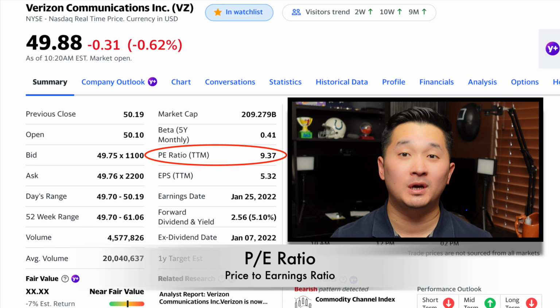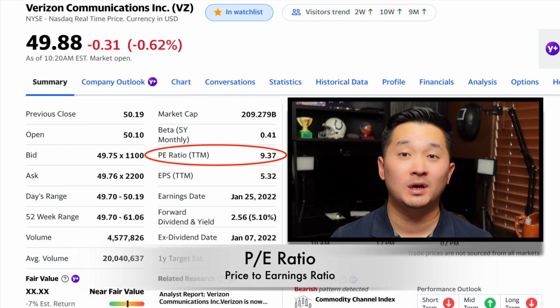Keep in mind that the PE ratio will change on a day-to-day basis because the stock's price changes throughout the trading day. The EPS will only change once per quarter when Verizon's new earnings reports are released and filed to the SEC. So bottom line is that the PE ratio can tell investors how expensive or cheap a stock is compared to its earnings or profits.